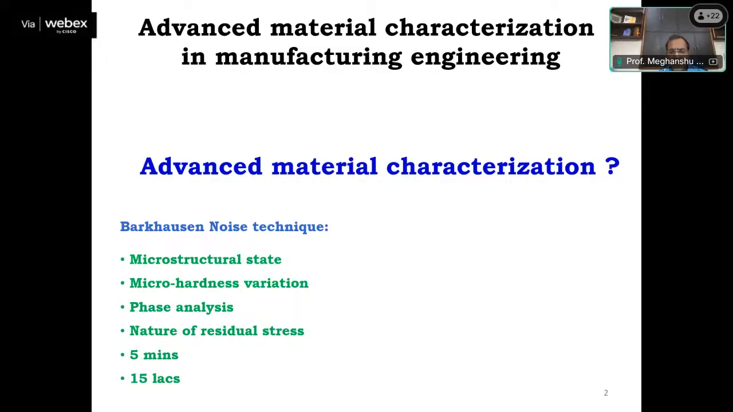I repeat, time taken is only 5 minutes. The instrument that you have seen is the Megastar instrument. We have procured it from Techno4 Pune, which produced this in collaboration with National Metallurgical Lab Jamshedpur. This scientific instrument costs around 15 lakh rupees. So in comparison to 1.5 crore, you are investing only 15 lakh rupees, and the analysis time is reduced from 2 hours to 5 minutes. That is the main advantage of this advanced material characterization technique, the Barkhausen noise technique.